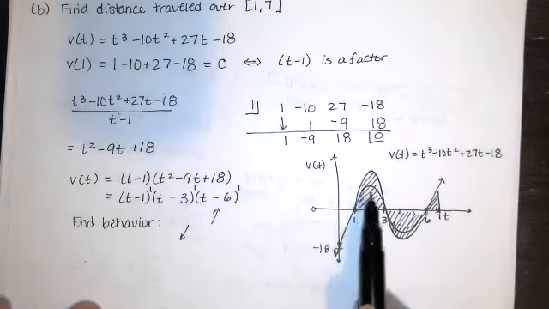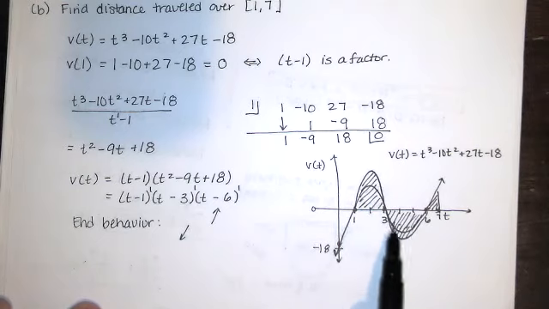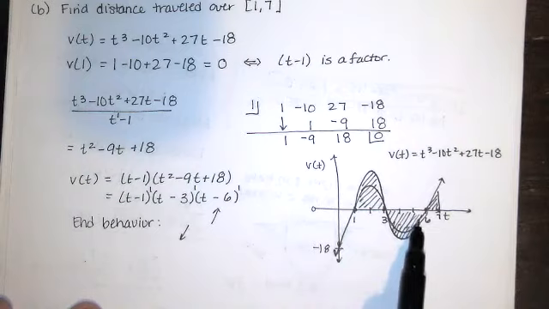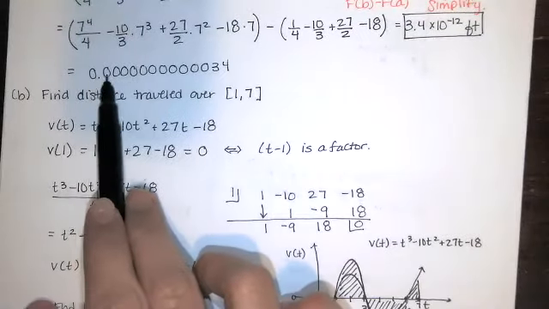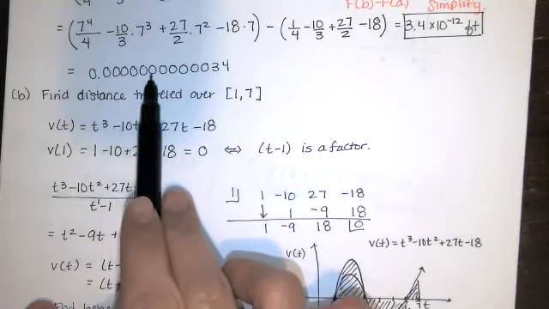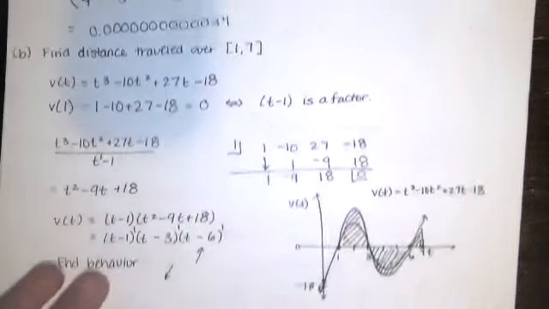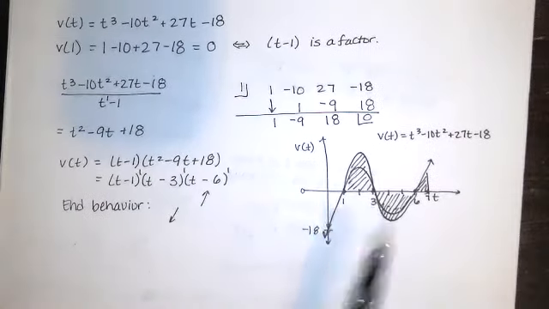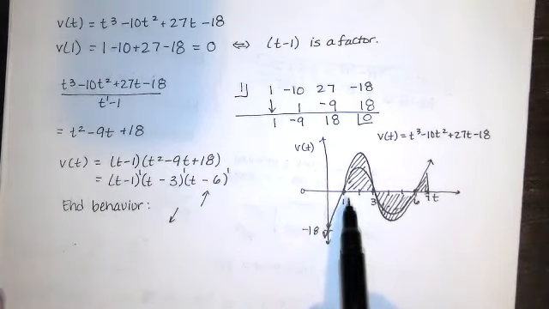It's this. We're taking that area plus that area, and that almost exactly balances this area. But this area total is slightly more than this area, so we get that displacement of 0.00000000000034.